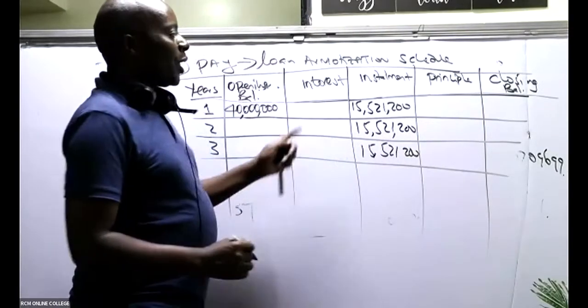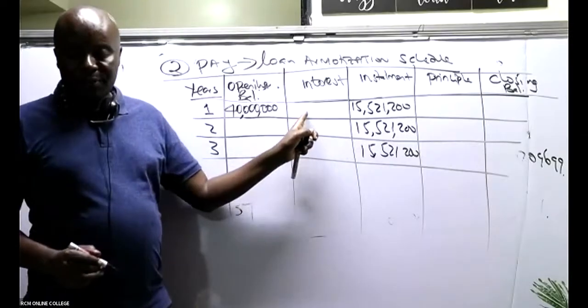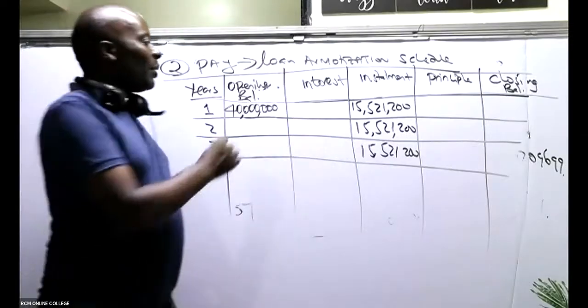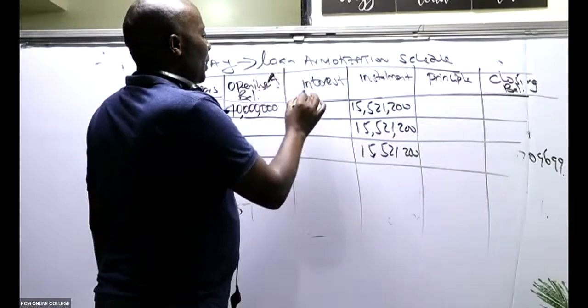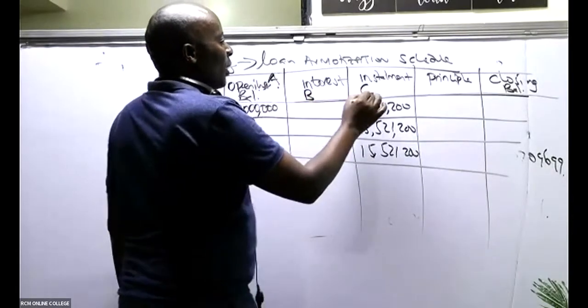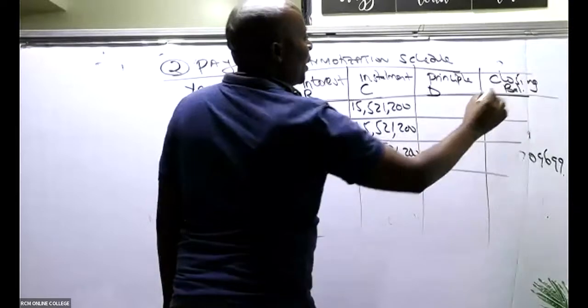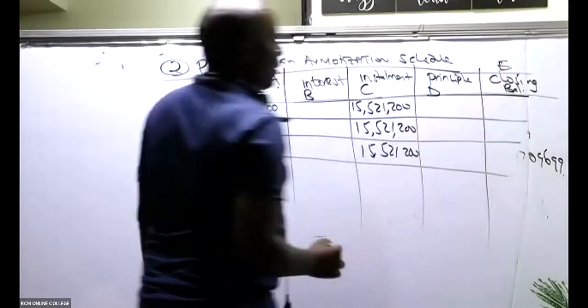There will be issues like what? Interest. Interest will be there. So remember, this is our column A. This is our column B. This is our column C. This is our column D. And this will always be our column E.